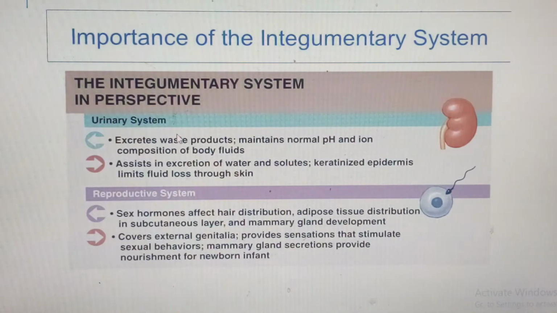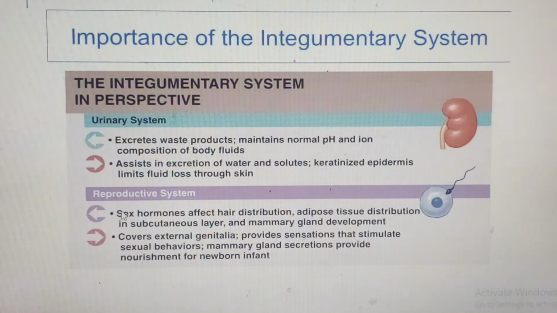Even for the excretory system, what we find is that it is going to help remove waste products and maintain normal pH of blood as well as body fluids. Waste from the skin will also be taken out. But in turn, the integumentary system, by way of skin, also assists in excretion by removing waste from the body. But the keratinized epidermis, which you've seen, will be very important in limiting fluid loss. These are the various important things that the skin does for the urinary system.